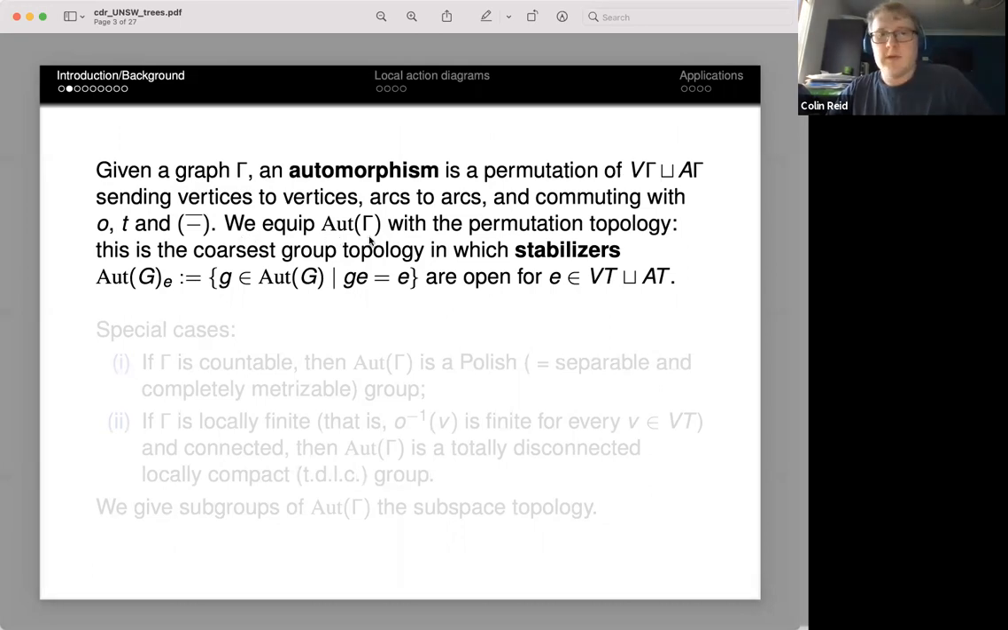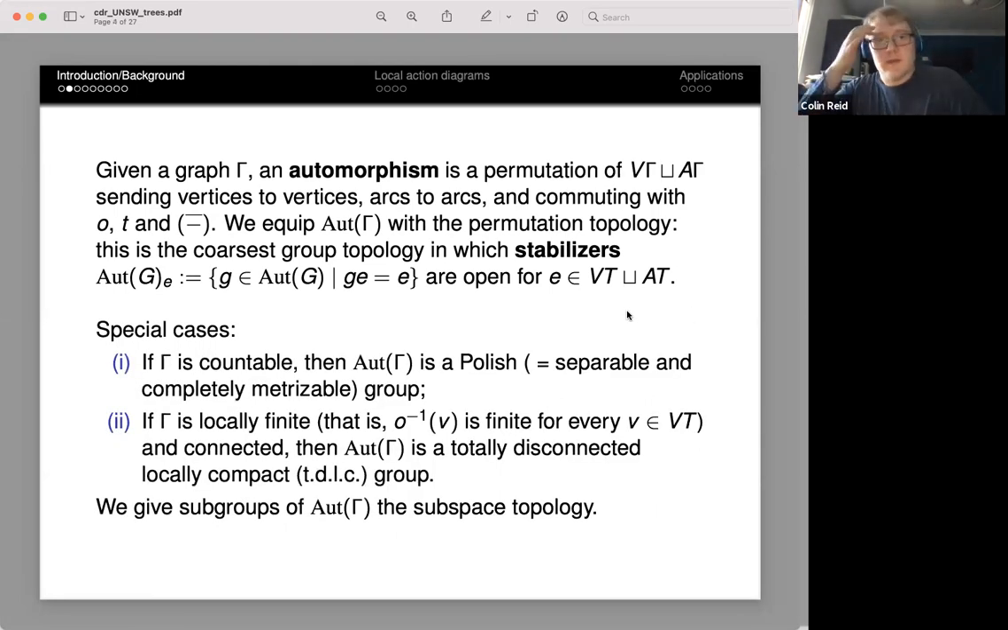And we equip the automorphism group with the permutation topology. This is the topology in which the stabilizer of any vertex or arc is declared to be open, and you take the topology generated by that. So the basic open sets here are the stabilizers of finite sets of vertices and arcs. Some special cases of this topology: if the graph is countable, then Aut Gamma is a Polish group, which means it's separable and completely metrizable. So this is a nice class of topological groups.